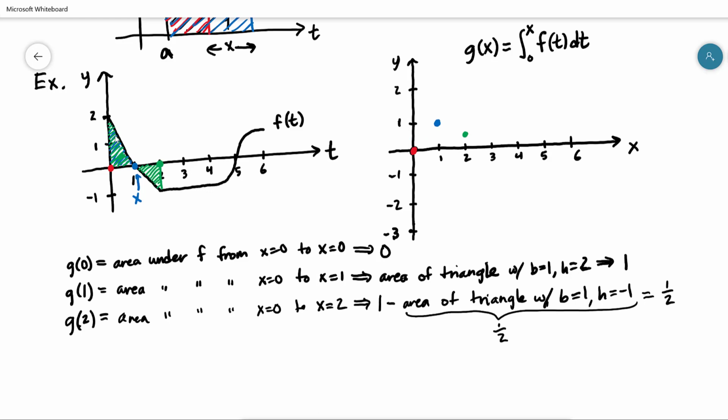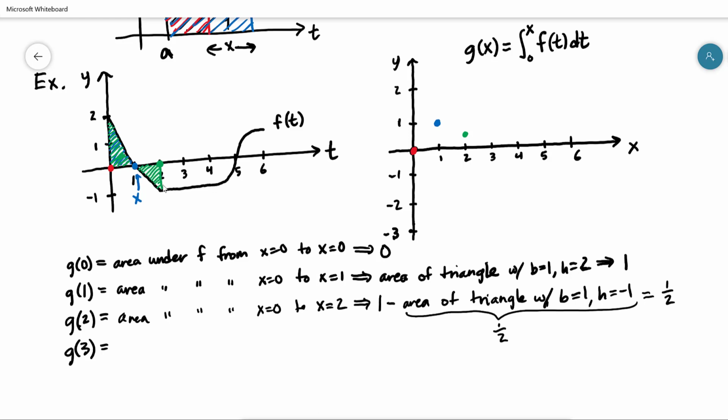We're going to just kind of go through this now continuously. I'm going to stop doing everything so color-coded. So I want to figure out what g of 3 is now. G of 3, again, is going to be another area. But now I'm interested in the area from here all the way up to this point. So I've got the 1 that we found for this triangle minus a half that we found for this. So these two pieces combine to be a positive 1/2, a positive 1 minus a 1/2.